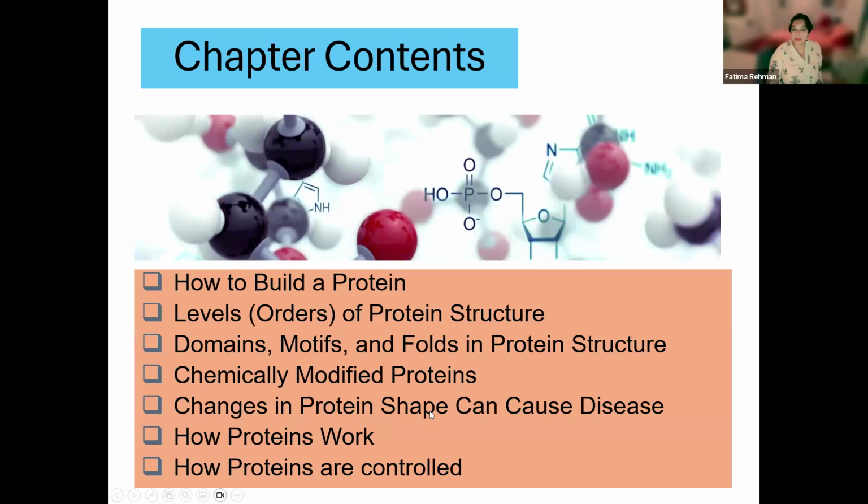So what are we going to focus on? We're going to focus on how to build a protein. We'll then talk about once you have a protein, how does it get into its proper structure, what type of folds it has, and how they're maintained. We'll talk about once the protein is built, what are the different domains, motifs, and folds in the protein structure that make it possible for it to do the work that it needs to perform.